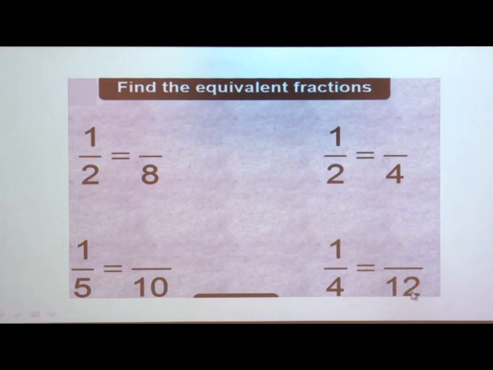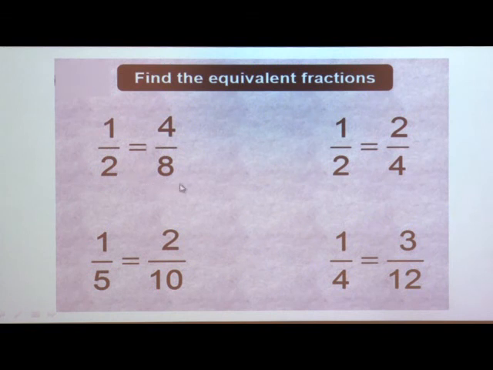And 1 upon 4. Here it is given as 12. How many times 4 do we have to take to get 12? 3 times 4 is 12, or you can say 4 multiplied by 3. Which number are we taking? 3. The same number we have to use for the numerator. So here we will go for 3. So 1 3s are 3. So 3 upon 12. So this is one method we used to find an equivalent fraction, by multiplying the given denominator and finding what we get in the numerator.